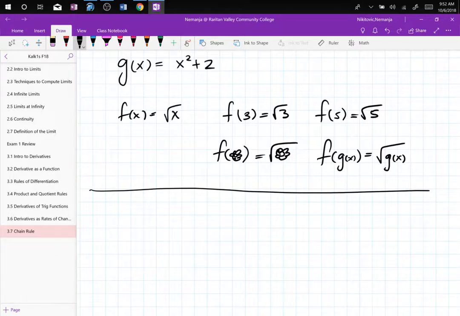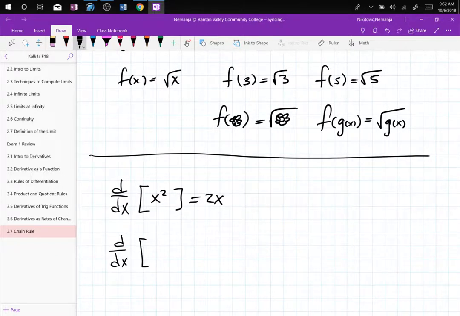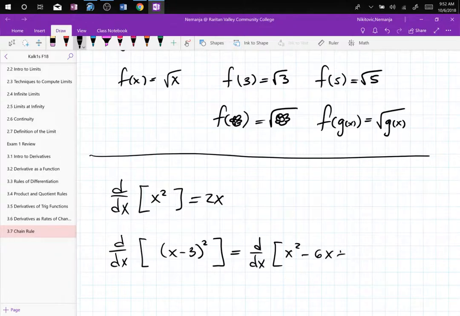We do motivation for chain rule first. Obviously, the derivative of x squared is equal to 2x, and we have nothing to worry about, right? Now, if you have x minus 3 squared for the derivative, well, the only way you can do this is to square this and get x squared minus 6x plus 9, and then you take your derivative as 2x minus 6. So this is what you know so far.